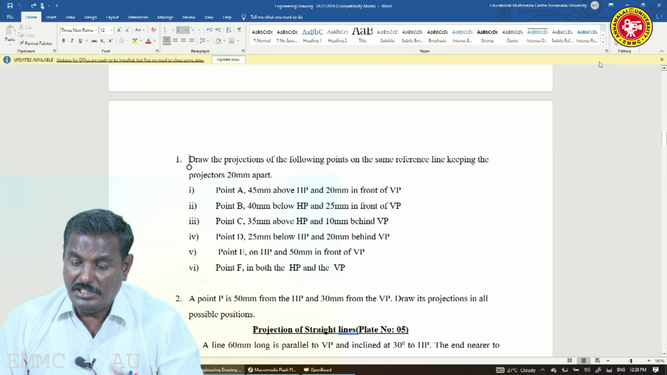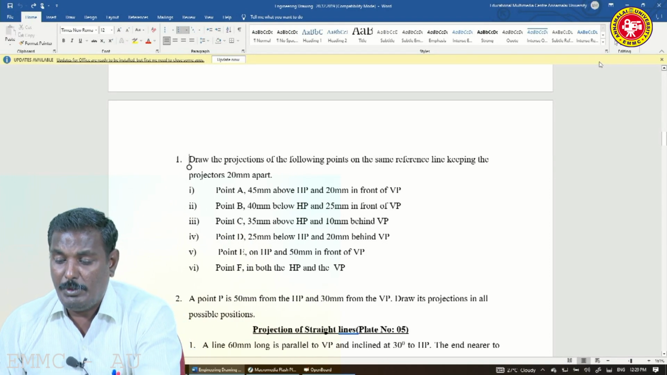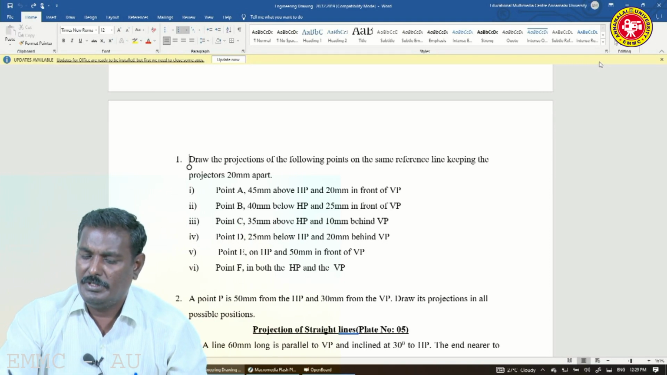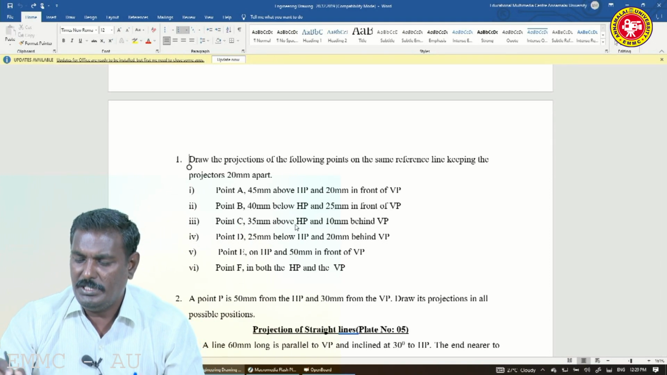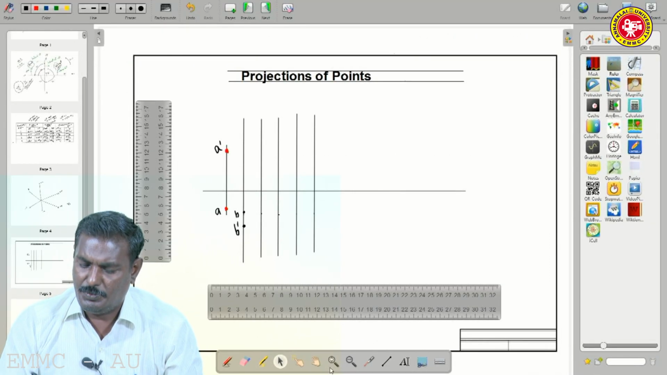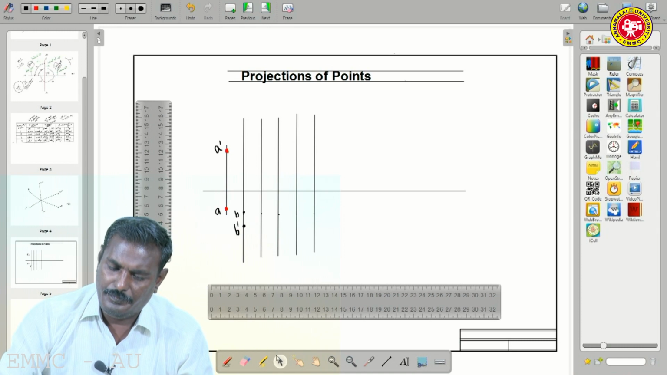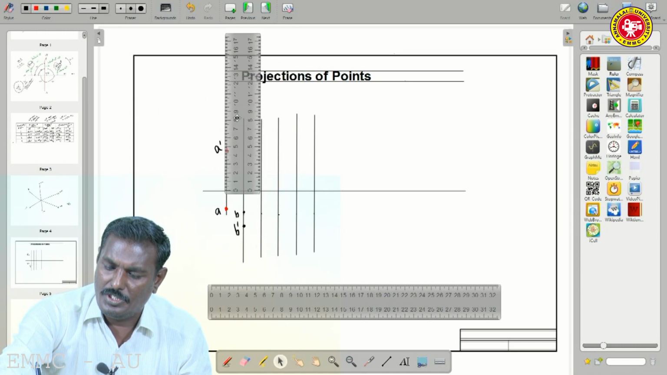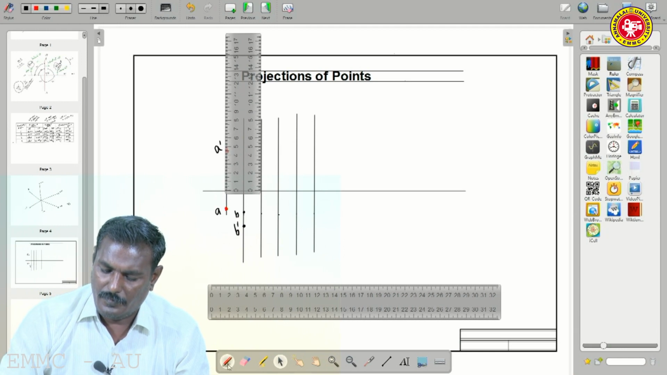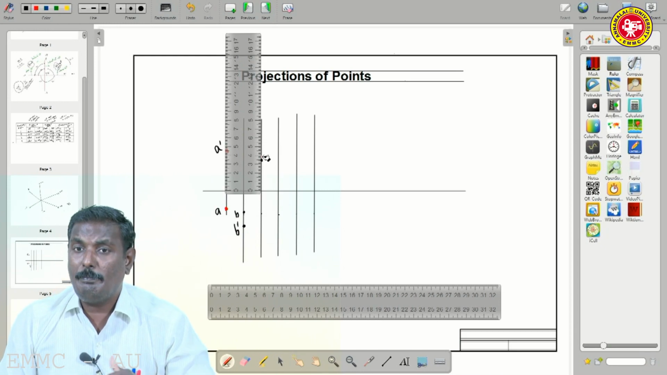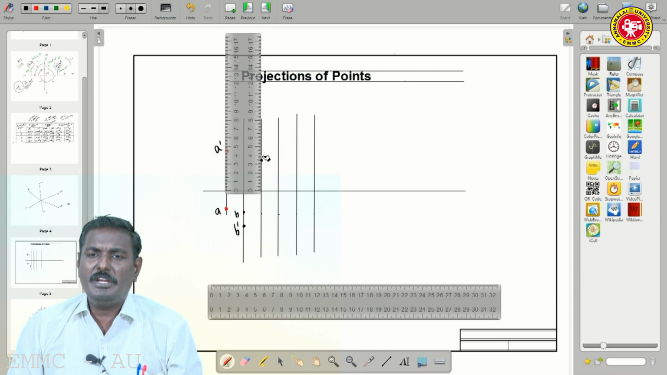So, point C, 35 mm above HP, 10 mm behind VP. So what's the logic? 35 mm above HP, 10 mm behind VP.